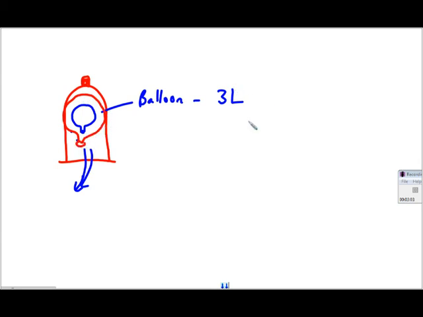And so if our balloon starts out at 3 liters, if it triples in size, it ends up at 9 liters. We know our starting pressure must have been 1 atmosphere because we're close to sea level. If our balloon's 3 times bigger, that's telling us that the pressure has to be 3 times less. So in order for our balloon to get 3 times bigger, the pressure has to be 3 times less.